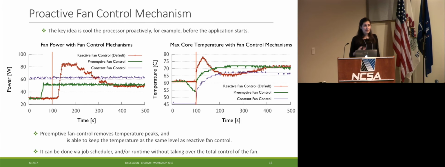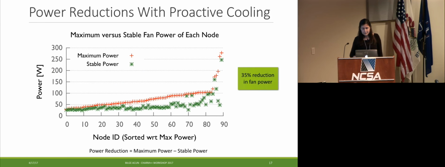And this approach can be done via the job scheduler, for example, before the application starts, or it can be done via runtime. It can be done without taking control over the whole fan control mechanism, with a fallback mechanism so that the hardware can still take over in case of an error.